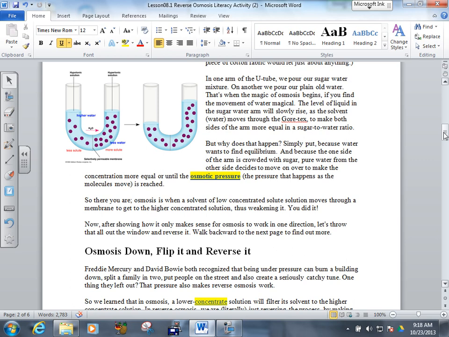Concentrate. Ever looked on a can of juice and it says from concentrate? Okay. What does it mean if you've concentrated something?